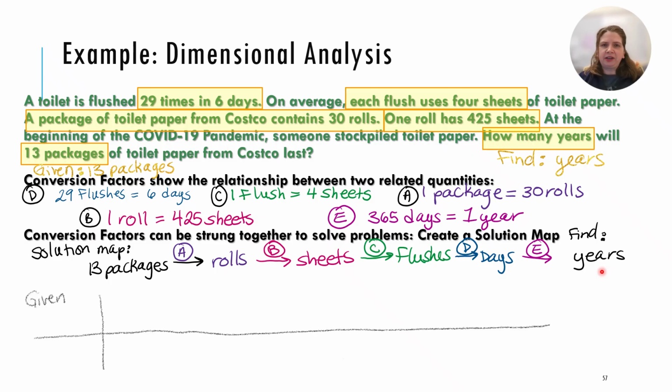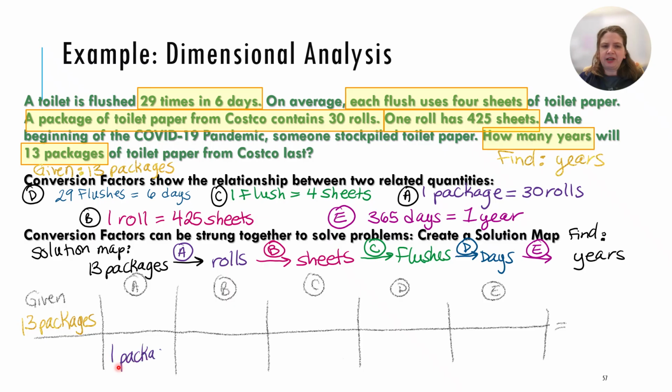Our conversion factor table needs to start with our given value from the question prompt, 13 packages, and end with the unit of years. We will use conversion factors in the same order that is shown on our map. Each arrow in our map corresponds to a conversion factor. We can always look at the numerator of the previous conversion factor to help us decide what goes in the denominator.